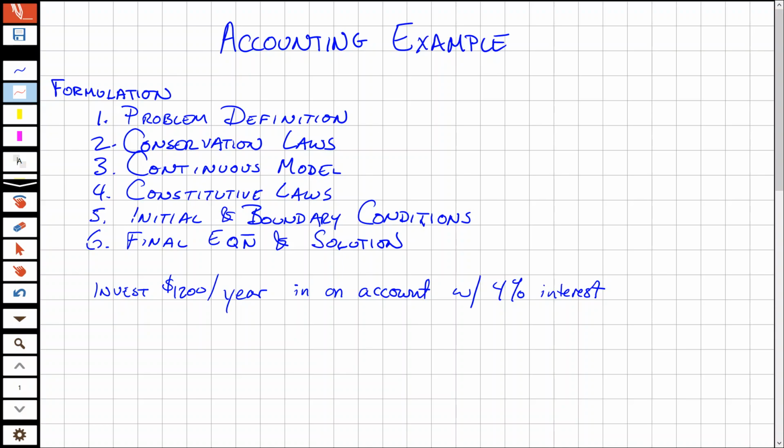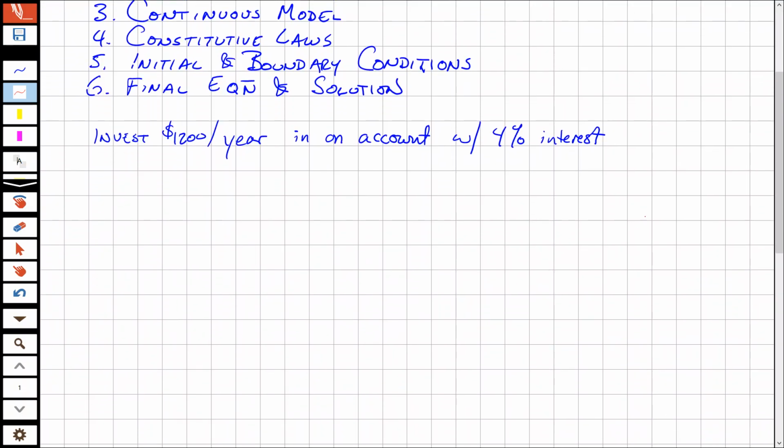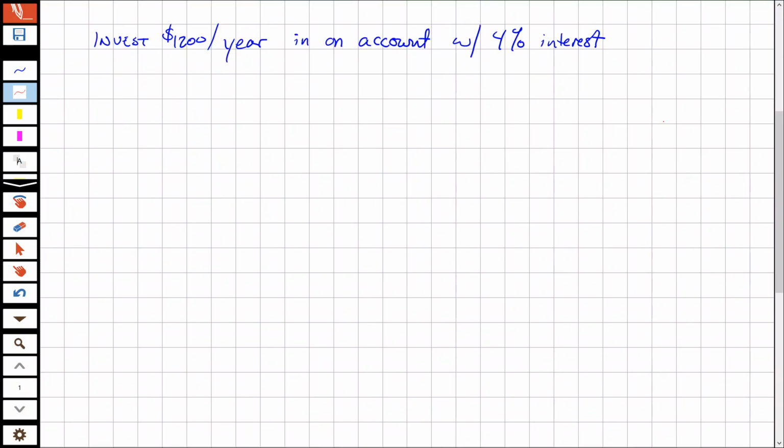Make sure it's a continuous model for our analysis. Then talk about our constitutive laws. So how are our variables related? In this case, we'll talk about the relationship between time, that compounding interest, and the value in our bank account. Finally, we'll talk initial conditions. So the initial conditions are what you have in the account to begin with. And then we'll look at the final equation and solution. The way we framed this problem is we're talking about somebody who's investing $1,200 a year in an account with 4% interest.